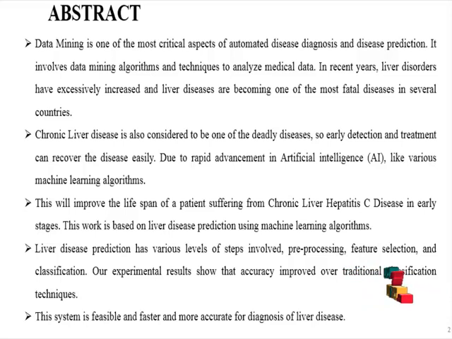This work is based on liver disease prediction by using machine learning algorithms. Liver disease prediction has various levels of steps involved: pre-processing, feature selection, and classification. Our experimental results show that accuracy improved over traditional classification techniques. The system is feasible, faster, and more accurate for diagnosis of liver disease.